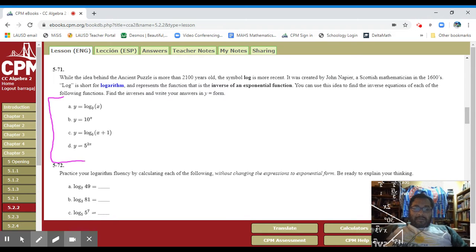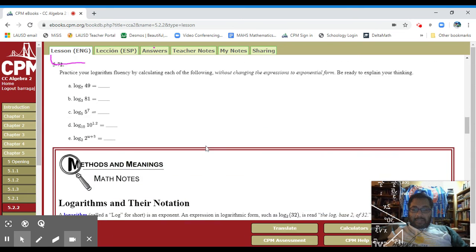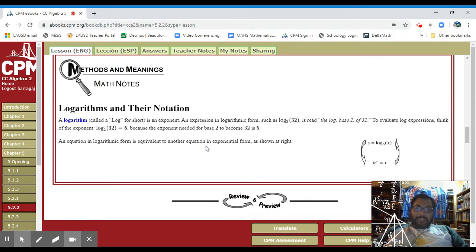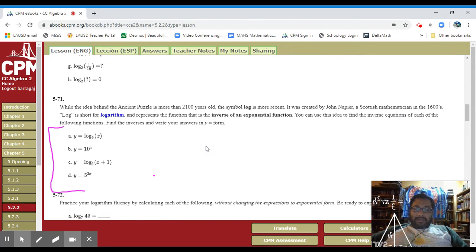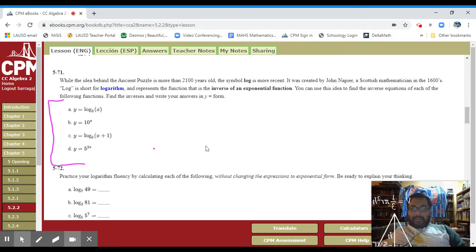I'm going to scroll down a little bit, just so you can see the notes I have down, where it says methods and meaning math notes. We already talked about this, but if you want to look at it, remember: what is the inverse of a log? It's an exponent. What's the inverse of an exponent? It's a log. We already talked about how we create an inverse function using the graph of an exponential function. So let's take the first one, a.